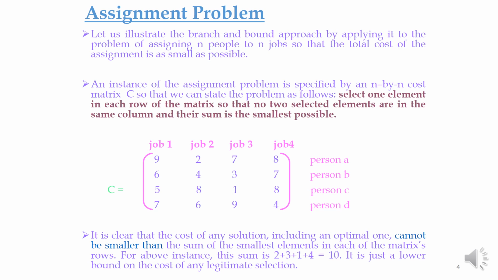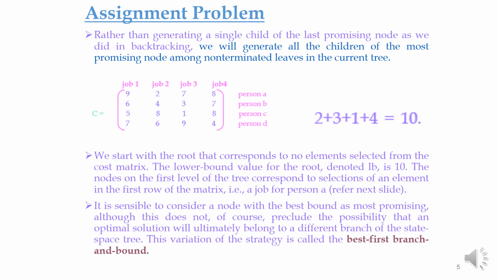If you are considering the assignment problem using the branch and bound technique, first we have to set up the lower bound, because here the objective function is minimizing the total cost. If the problem has a maximization objective function, we have to set the upper bound. In the backtracking technique, we generate a single child from the node, and we can expand that particular node until we reach a dead end. Here in the branch and bound technique, we generate all the children of the most promising node.